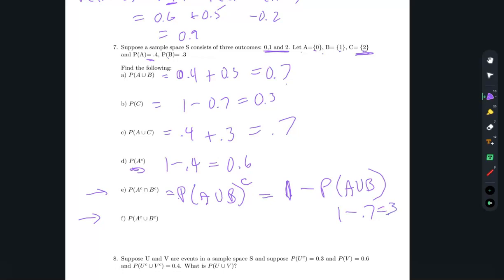So this is very similar. Let's use De Morgan's, right? So this is the probability of A and B complement, which is the same as saying 1 minus the probability of A and B. Well, wait a second. There's nothing in common with A and B, so it just turns out to be 1.